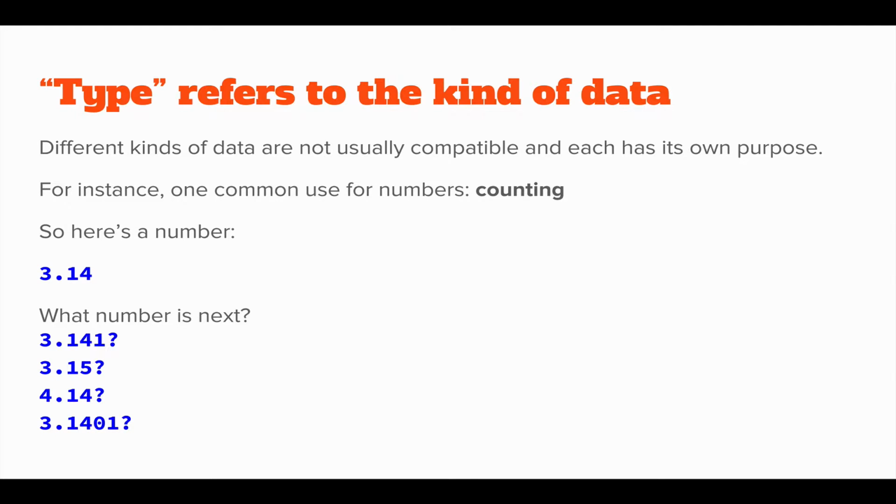The concept of type refers to the kind of data. There are different kinds of data, and each one has its own purpose. For instance, one common use for numbers is counting. So let's look at the number 3.14. Well, what's the next number? Is it 4.14, 3.141, 3.15, 3.1401? It could be any of those.